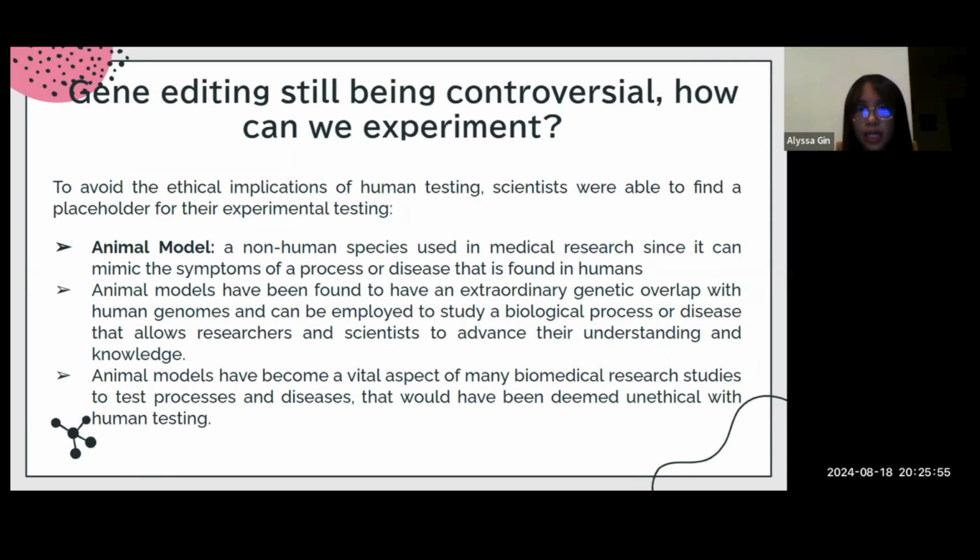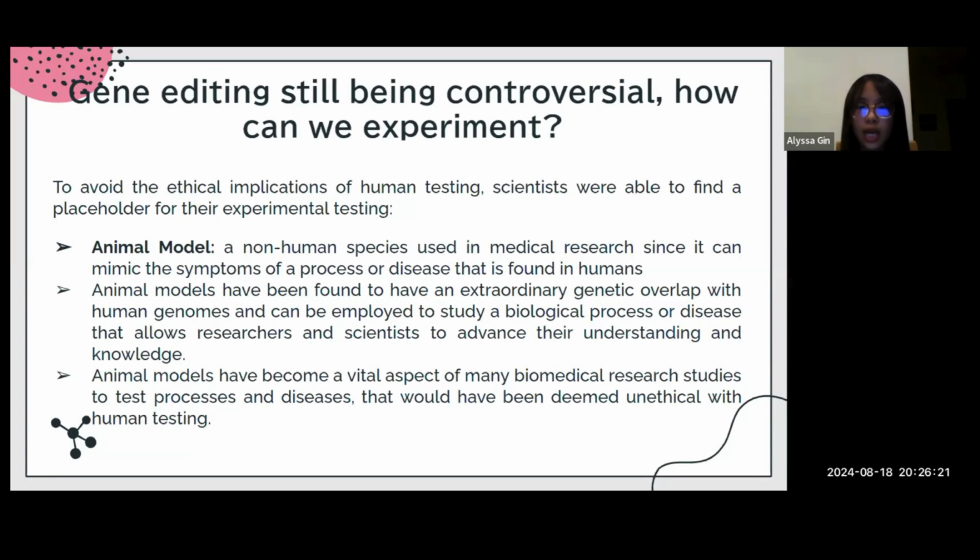So gene editing is still a very controversial topic in biomedical research, but how have scientists gotten around this? To avoid the ethical implications of human testing, scientists were able to find a placeholder for experimental testing through animal models. It can be defined as a non-human species used in medical research, since it can mimic the symptoms of a process or disease that is found in humans.